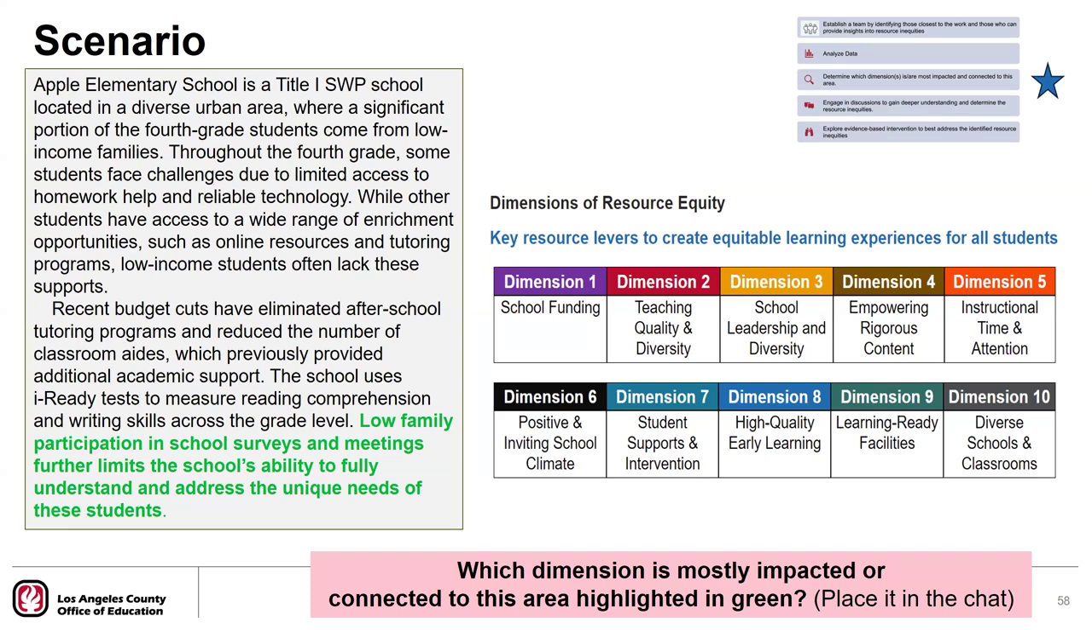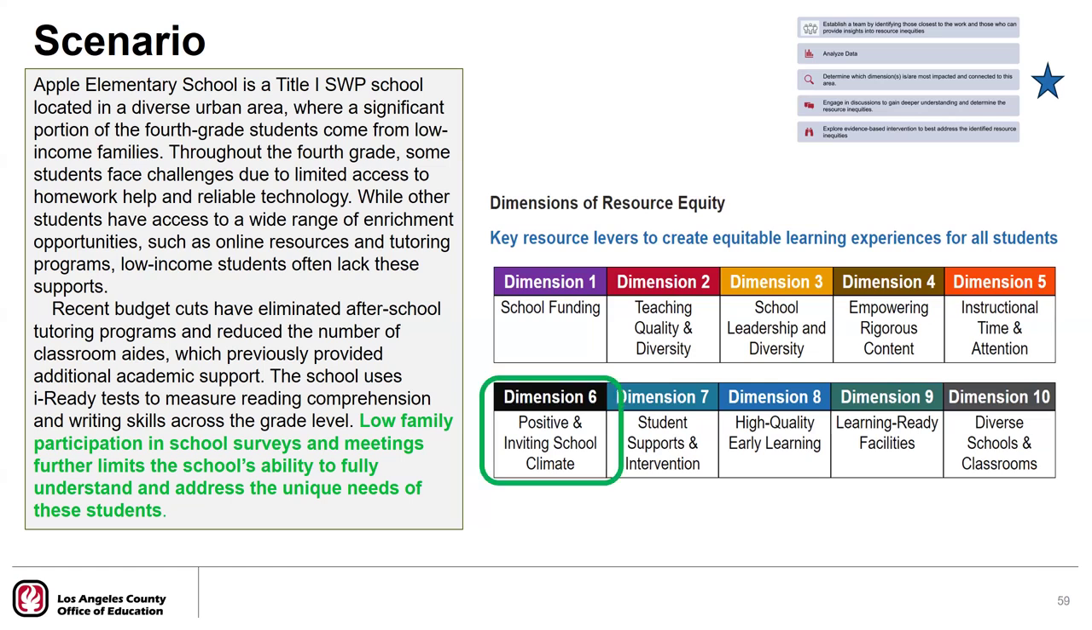Here I see answers coming in the chat. As you can see, some of these dimensions might not always be crisp and clear. So for this, it's dimension 6. Notice that family engagement is not a specific category, but it is part of dimension 6, which is positive and inviting school climate. A key question to further discuss may be, does each student attend a school that actively and meaningfully engages families? Okay, and the next one.